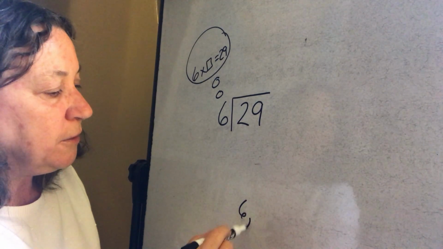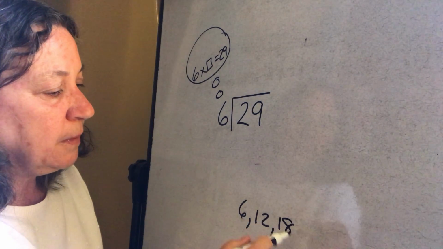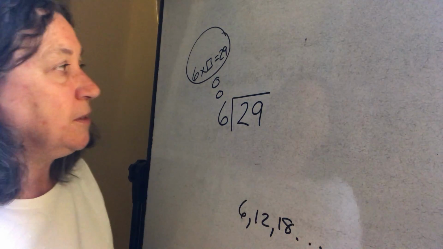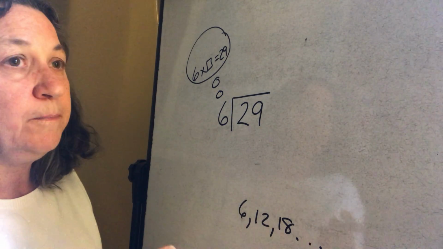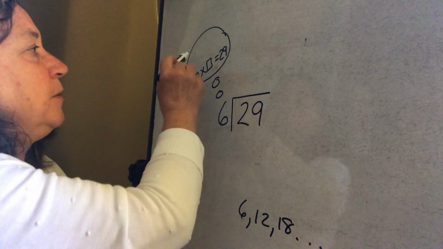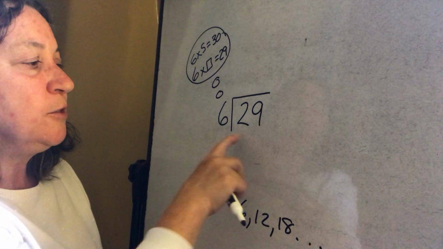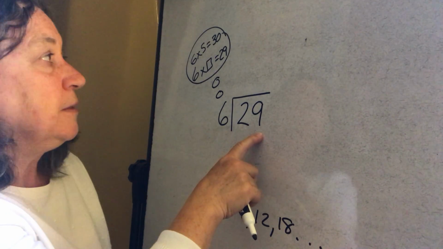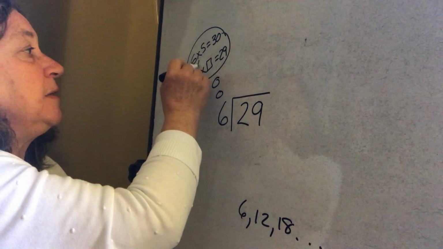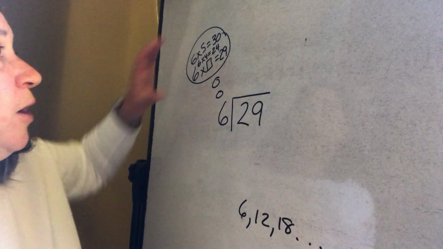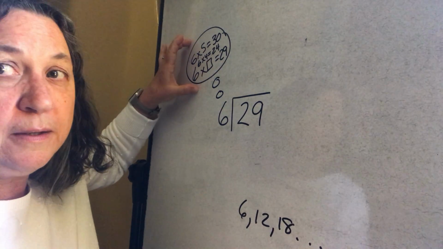So you can write your 6s. You can think your 6s. You can look up your 6s on your chart, your multiplication chart. And I know that 6 times 5 is 30. And that is too high. So it must be 6 times 4 is 24, that's going to work this time. And all of this I'm thinking in my head.